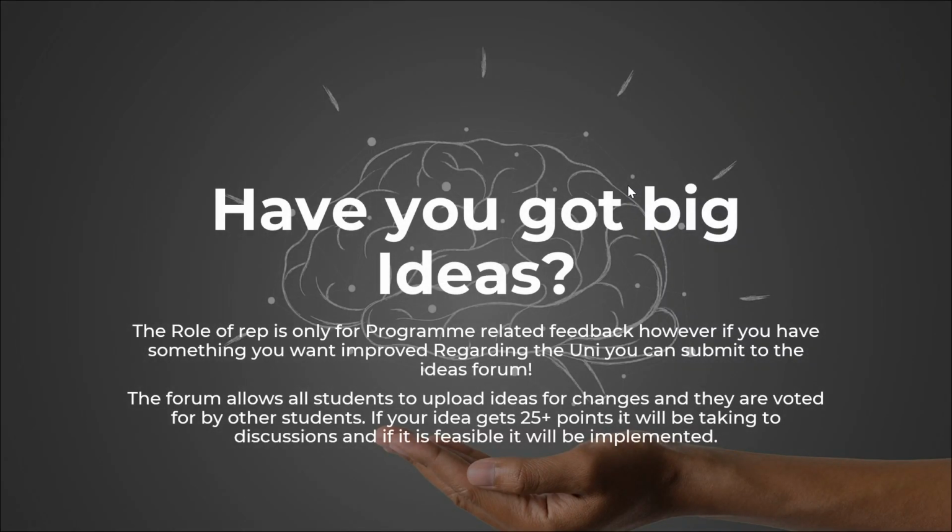And maybe you have a big idea for how to change the university, the union. The role of rep is only for program-related feedback. However, if you have something you want to improve regarding the university, you can submit it to our ideas forum. The forum allows all students to upload ideas for changes, and they are voted on by other students. People can upvote or downvote an idea. If it's got 25 upvotes, it can be taken forward to discussions, and if it is feasible, it will be implemented.